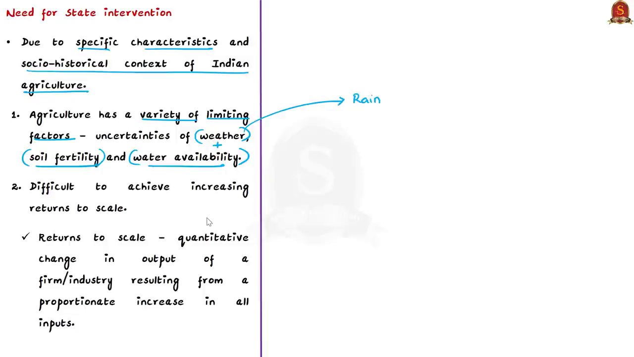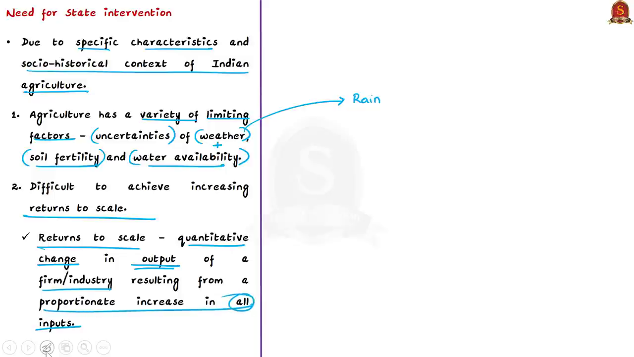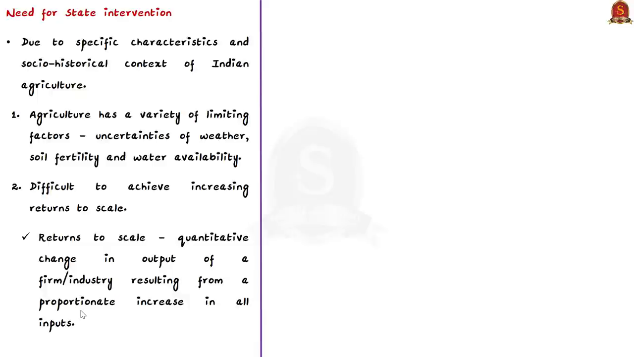Now, because of these factors, increasing returns to scale is also very difficult to achieve, unlike the case of industries or firms. When we say returns to scale, it refers to the quantitative change in the output of a firm or industry that results from a proportionate increase in all inputs. But what happens in agriculture? For instance, even if inputs such as fertilizer, pesticides, improved seed are provided, if there is no water availability, then there will not be enough harvest.